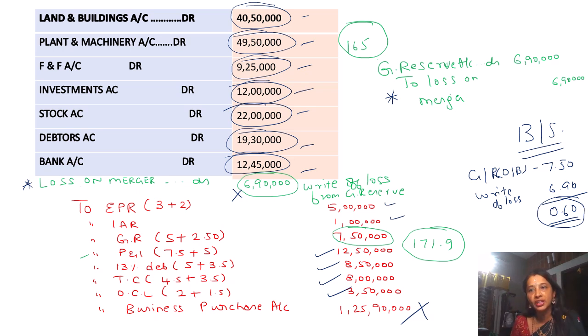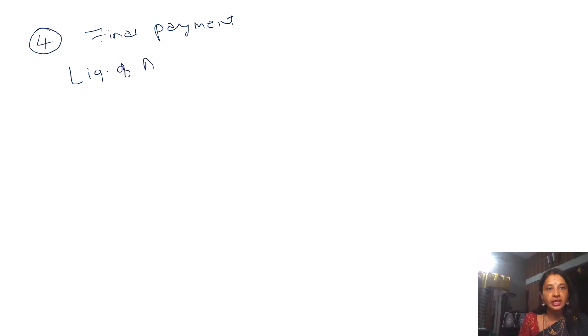So I will move on to the next journal entry. This was the second journal entry. This is the third journal entry, where we are setting off the loss on merger from general reserve. Now the fourth journal entry will be for making the final payment. So now the final payment you pay to liquidators of X Limited.